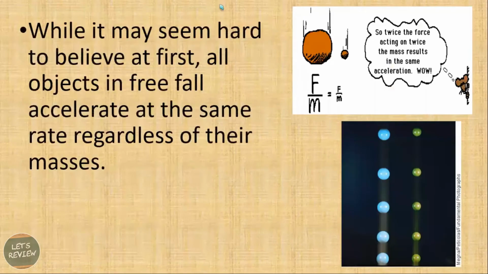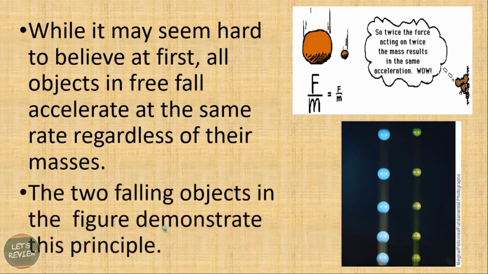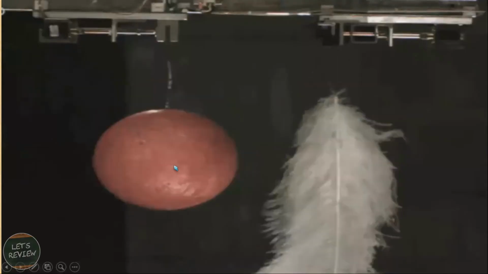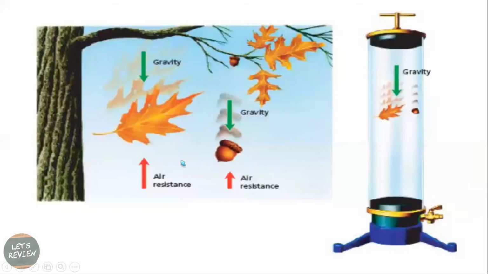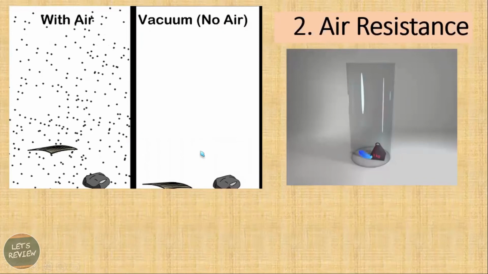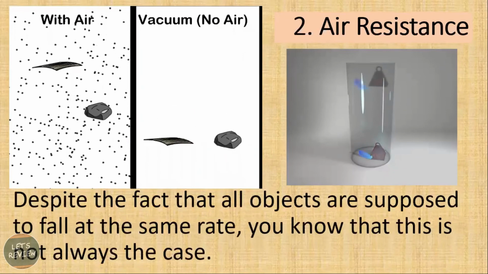While it may seem hard to believe at first, all objects in free fall accelerate at the same rate regardless of their masses. The 2 falling objects in the figure will demonstrate this principle. You see that? If you're going to compare them, in line with this, remember when there's no air resistance force, both objects will move, whether heavy or light, and they are going to reach the ground at the same time. That is if you remove the air, because air is the force that opposes gravitational force.